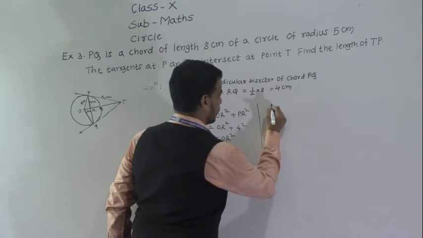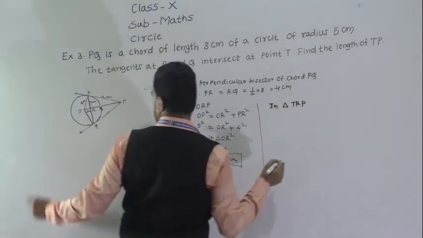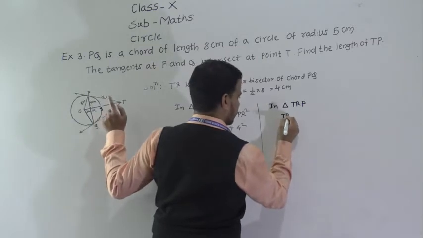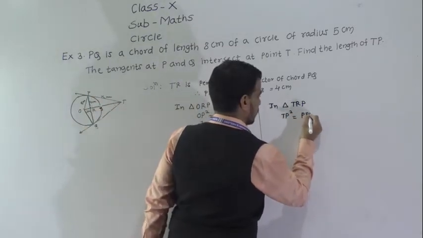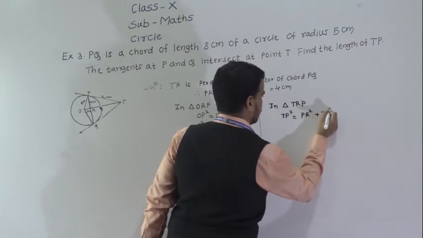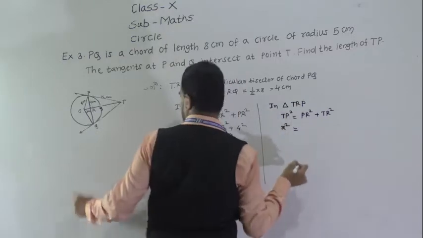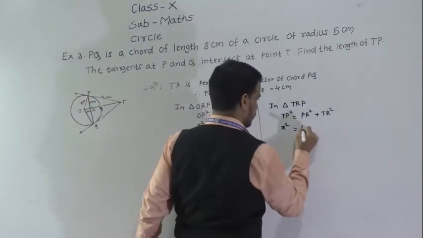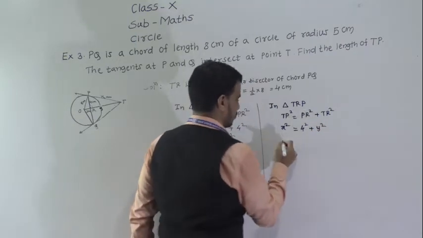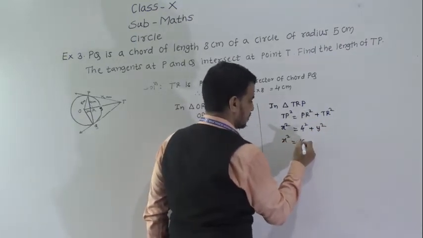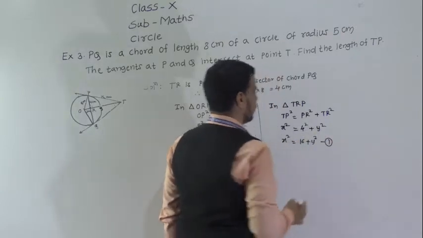So in triangle TRP, TP square is equal to PR square plus TR square. So TP square, x square, is equal to PR, which is 4 square, plus TR, which is y square. So x square is equal to 16 plus y square. We will call this equation number 1.